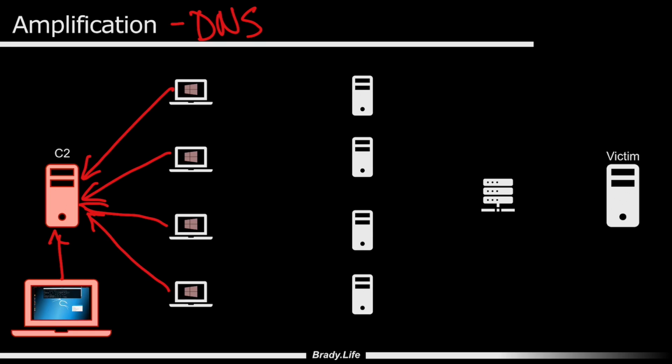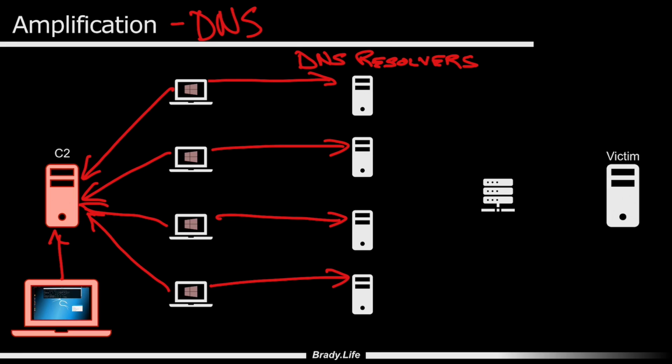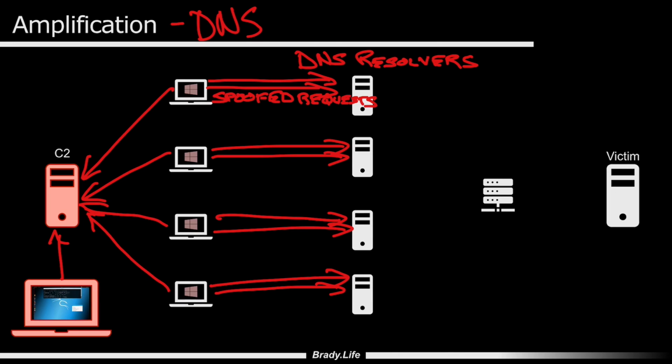In the middle, we have DNS resolvers. There are thousands of DNS recursive resolvers on the internet. We're going to pick some open resolvers, and we're going to send them some DNS requests. So each of the bots is going to begin sending spoofed requests to the DNS resolvers, and they're asking for legitimate information about sites. What do I mean by spoofed requests?